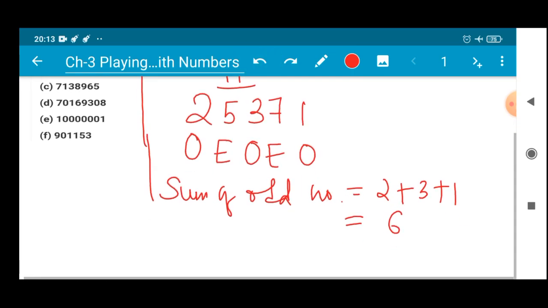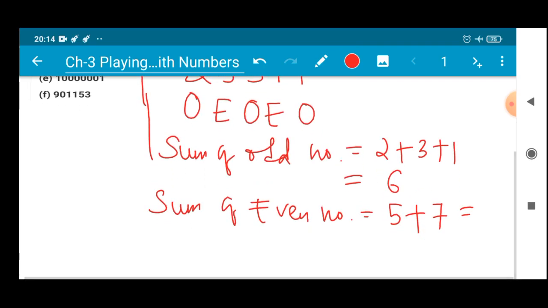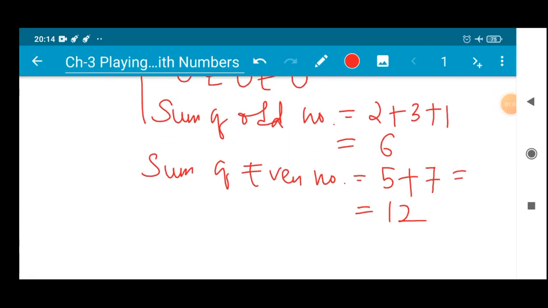In the next case we will add the even numbers. The sum of even numbers here is 5 plus 7, which is 12. After getting the sum of the odd and even numbers, we will subtract the two. When you find the difference, 12 minus 6 is 6.